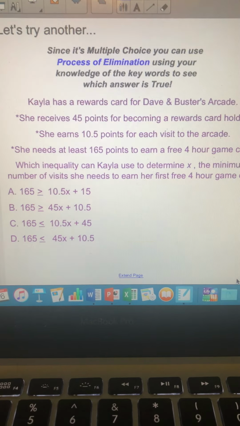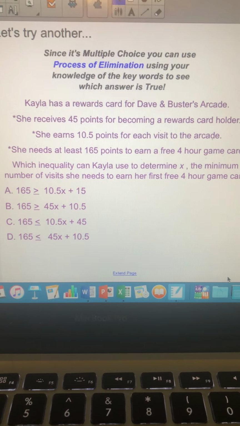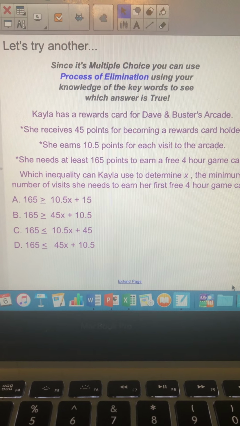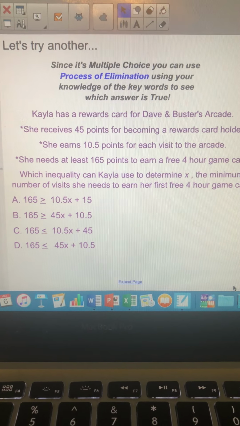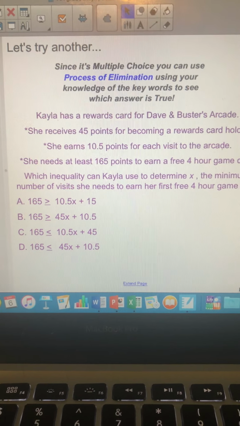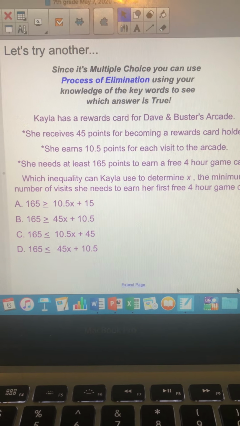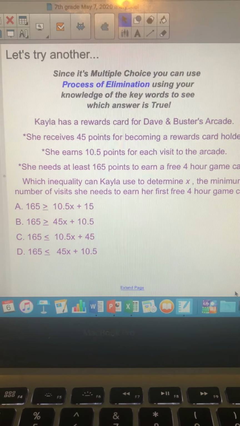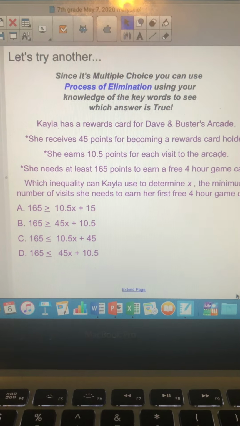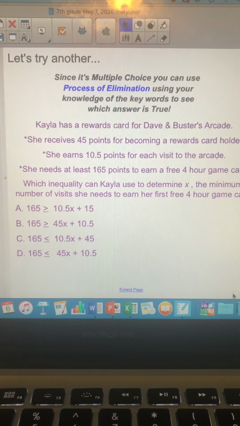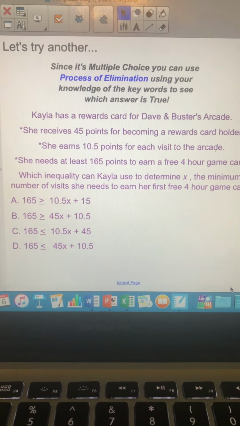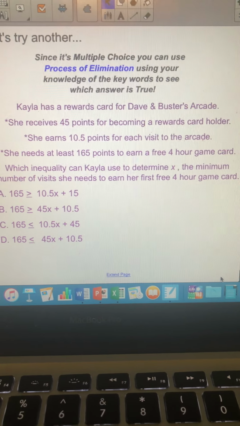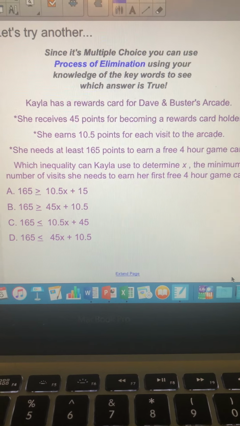All right? Okay, so here's our problem about Kayla. She has a rewards card for Dave & Buster's. She receives 45 points for becoming a rewards card member, and then 10.5 points for each visit to the arcade. She needs at least 165 points to earn a free 4-hour game card. Which inequality could Kayla use to determine X, the minimum number of visits she needs to earn her first free 4-hour game card? So the first thing I want you guys to do in problems like these is look for those inequality words. If you look in the problem, does anyone see a word that indicates an inequality?